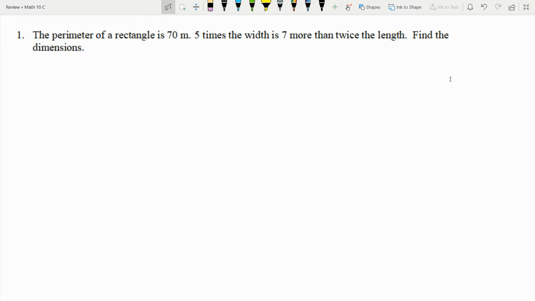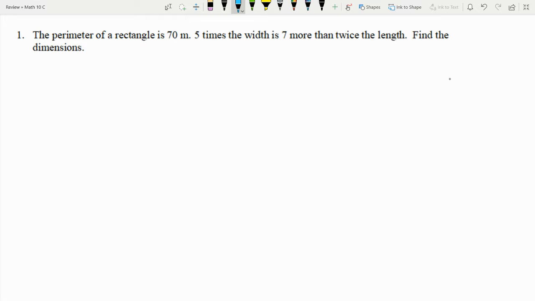So when I read this question here, the perimeter of a rectangle is 70 meters. Right there, as soon as I read that sentence, I stop and I say, okay, they're telling me the perimeter of a rectangle is 70 meters. I don't know the length, and I don't know the width, but I know the perimeter is 70 meters. And I know that a perimeter of a rectangle is length. Okay, yeah, so let's do this.